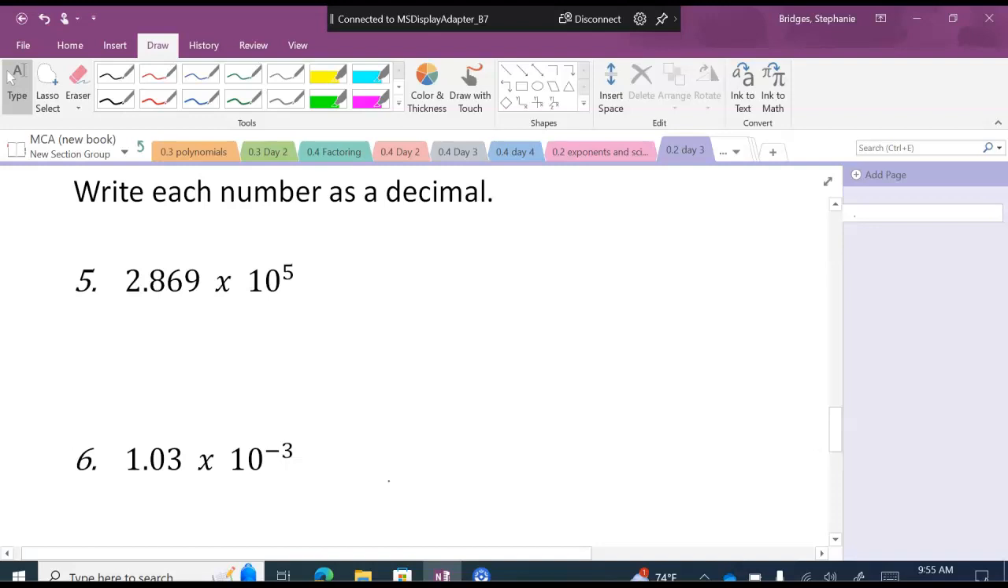As long as the numbers aren't too terribly large or too terribly small, you could put 2.869 times 10 to the 5th in the calculator and it can tell you what the answer is. Unless I put like 20 on as an exponent, then it might not be, but that won't fit in the calculator.